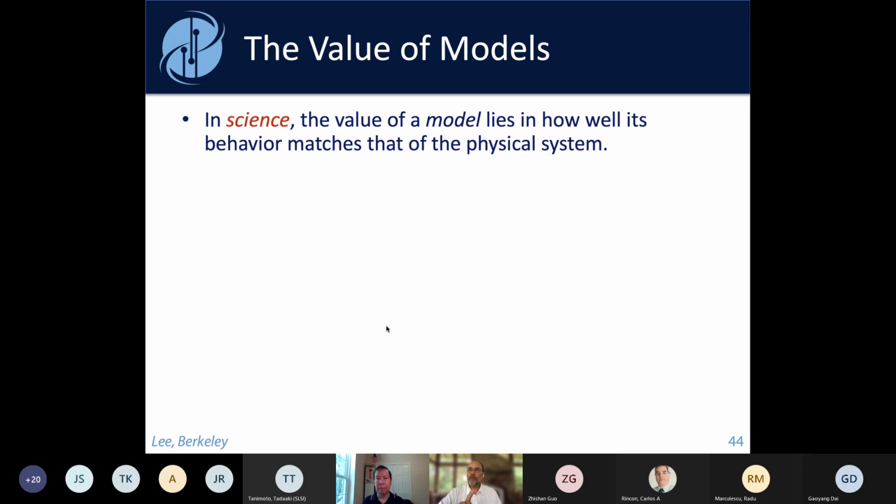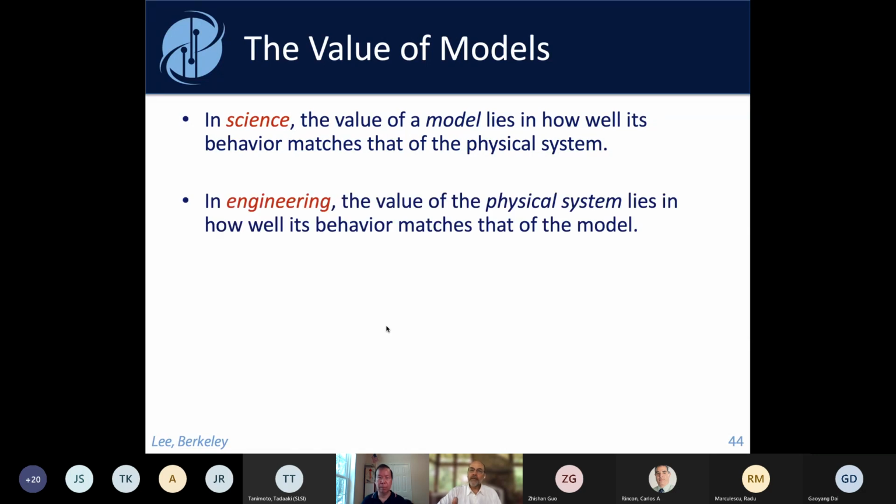Because I've said Lingua Franca programs can admit non-determinism. If deadlines get violated, you'll get non-deterministic behavior. If you've assumed bounded network latency and that assumption is violated, you get non-determinism. This drives at the root of the difference between scientific models and engineering models. So in science, the value of a model lies in how well its behavior matches that of a physical system. In engineering, the value of the physical system lies in how well its behavior matches that of the model.